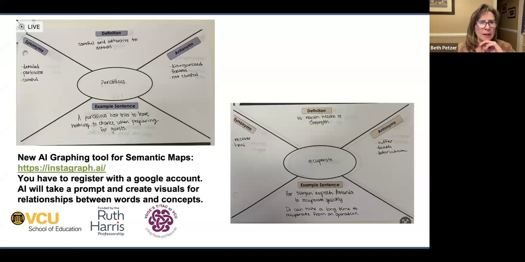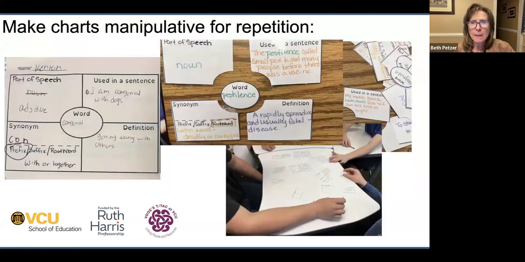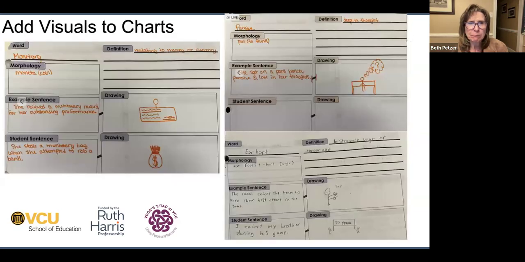It's Instagraph.ai. So just something to keep in mind and play around with. Wouldn't that be great to just have them make the semantic maps for us? And then this is another one, taking the Frayer model and making it manipulative for our students. So these are some 10th and 11th graders who are working with some words, and they turned the chart into a puzzle. That was a really good manipulative activity for them.